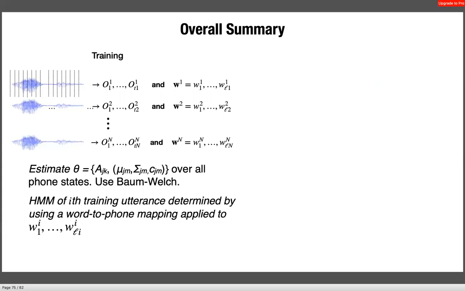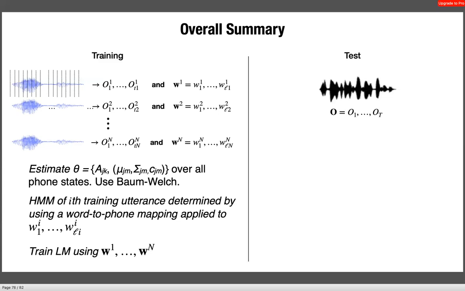Now the HMM of the ith training utterance is determined by using a word to phone mapping first, which is applied to the corresponding word sequence denoted by w_1 to w_Li. So you can think of this as a mega HMM, where you have these tiny HMMs corresponding to each phone, and then you string together all of these HMMs to put together this large HMM corresponding to the entire training utterance. You can train the language model separately using just the word sequences.